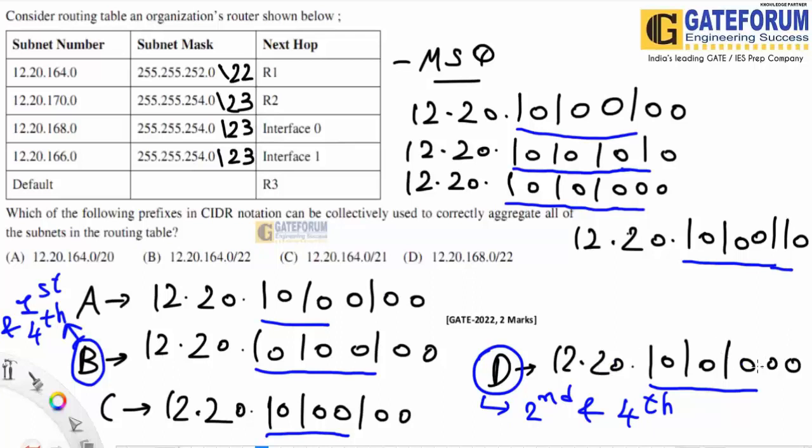Similarly, here also it is having 22, 22. It is not same as 23, which you are having in these two, but better than 20 and 21. Okay, so that's why we are not choosing option A and C. We are only choosing the option B. So B and D collectively can handle all these different subnet masks.